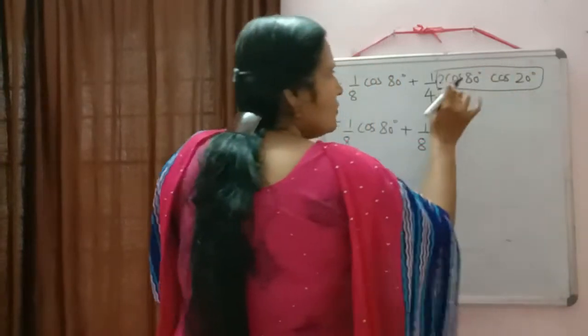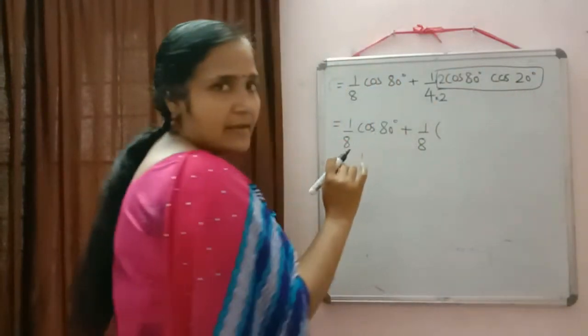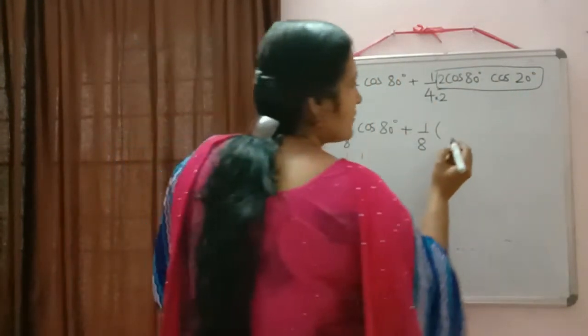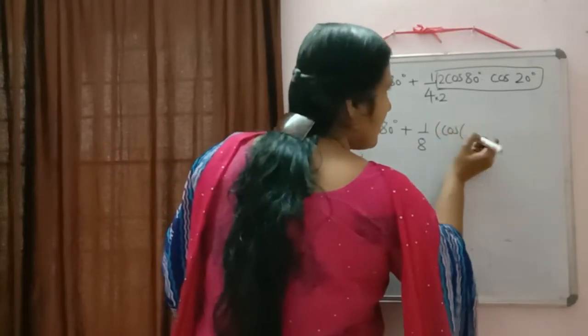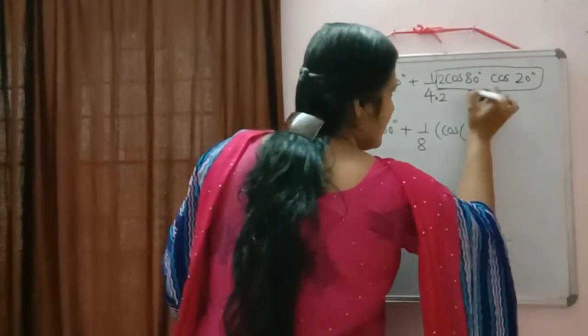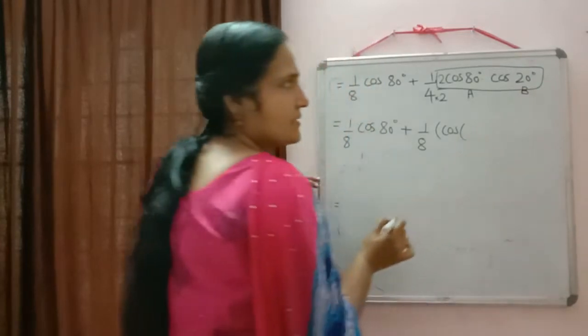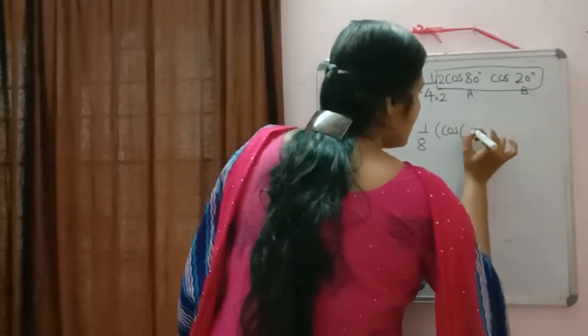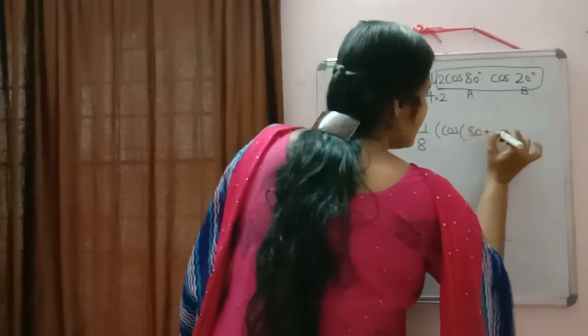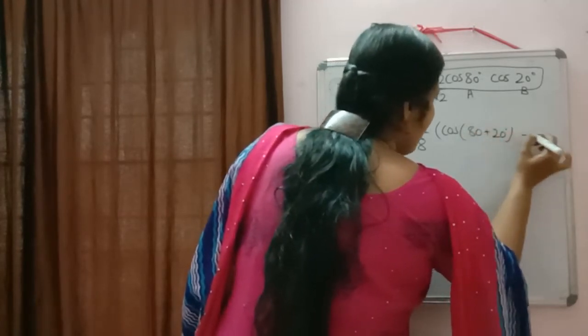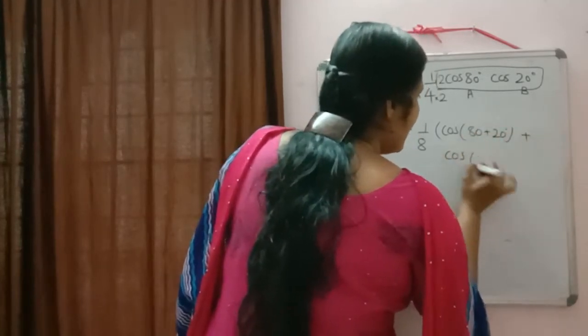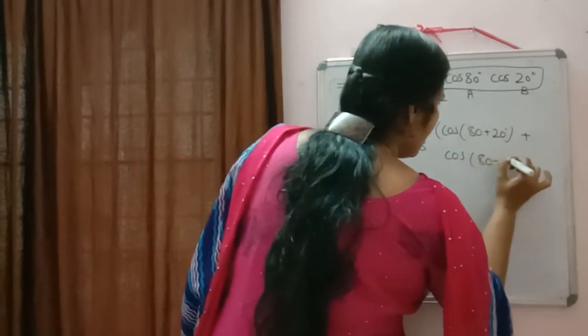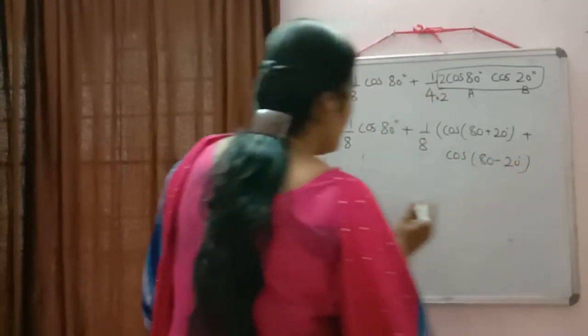It is 2 cos A cos B, that is equal to cos A plus B. In place of A we have 80 and in place of B we have 20 degree. So cos A plus B, so 80 plus 20 degree, plus cos A minus B, so cos 80 degree minus cos 20 degree.